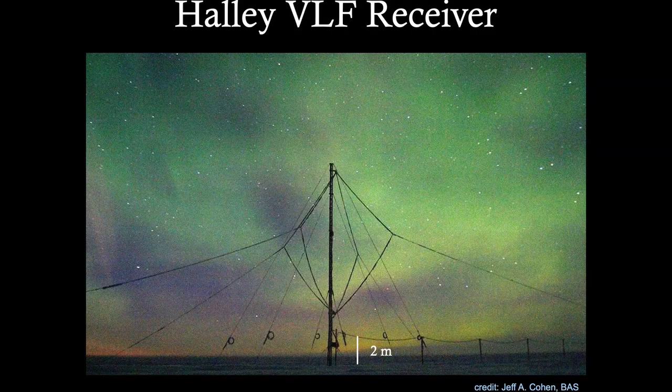The Halley VLF receiver consists of two orthogonal 58 meter squared single loop antennae, and it is specifically designed to detect the magnetic fluctuations of the Earth's low frequency radio waves. The weak signals it detects are amplified, processed electronically, and subsequently digitized at 96 kHz.